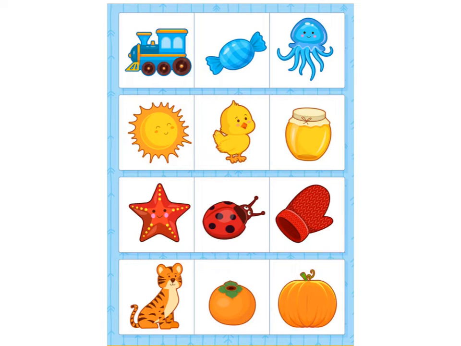What about in the 2nd row? Which animal can you see in the 2nd row? Yes, that's right. You can see a chick in the 2nd row. What about the 3rd column? Which animal can you see in the 3rd column? Yes, that's right. You can see an octopus in the 3rd column.